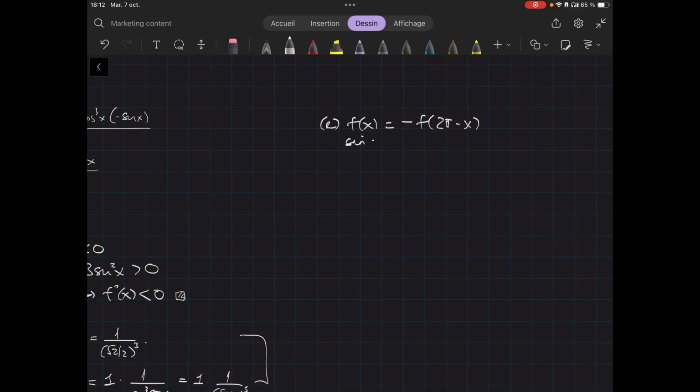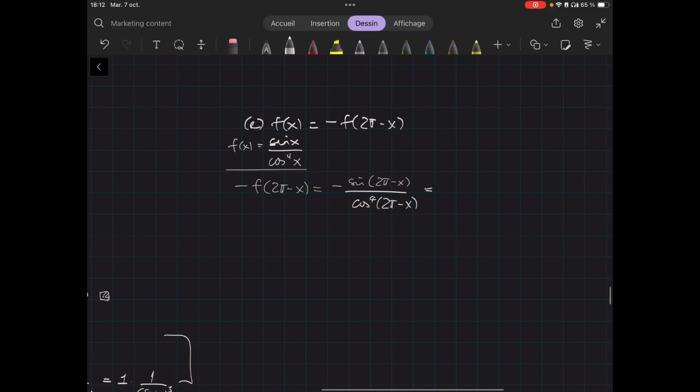F of x is sine of x divided by cos to the 4. Just a quick recap. The right-hand side looks more convoluted. Let's do that. Negative f of 2 pi minus x. This is negative of sine of 2 pi minus x divided by cos to the 4 of 2 pi minus x.